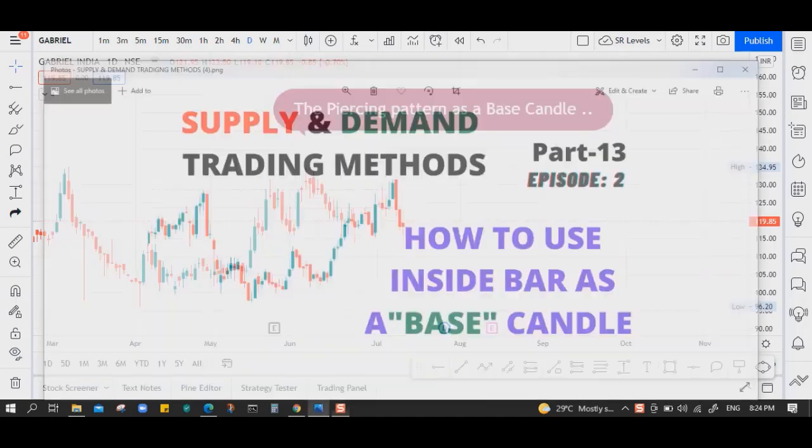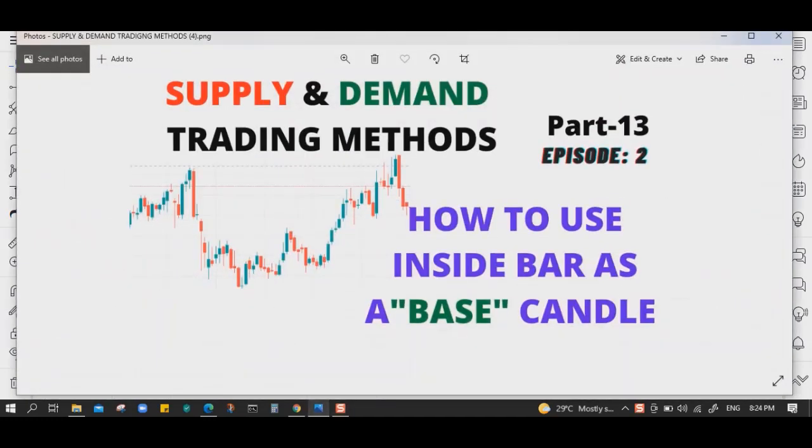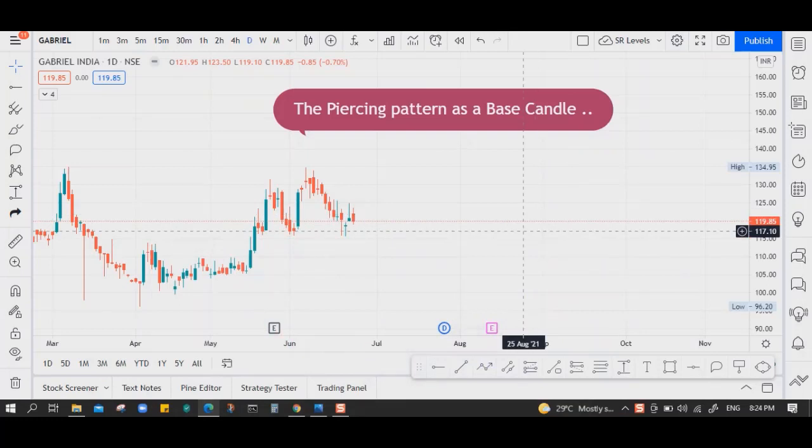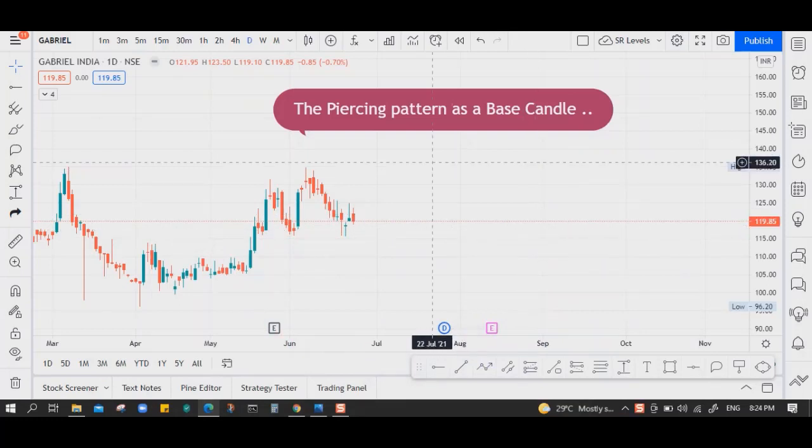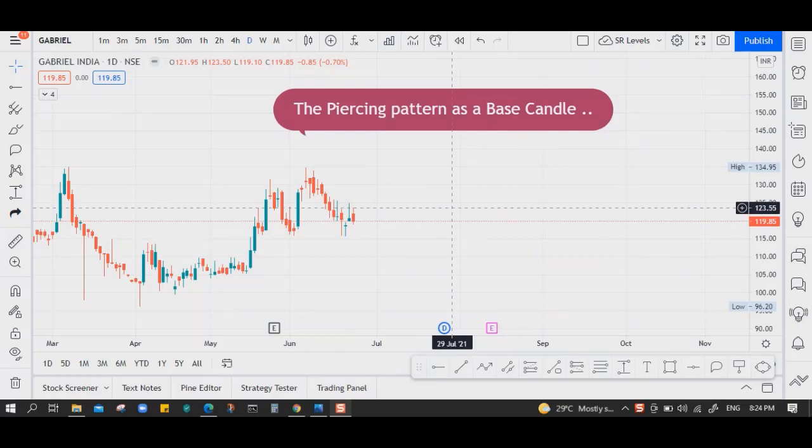In our last video, we discussed how to use inside bars as a base candle, right? So in this video, we are going to discuss how to use the piercing pattern as a base candle. This piercing pattern is considered a bullish candlestick reversal pattern. There are two elements of a piercing pattern formation, and this pattern occurs only when the bullish candle closes above the middle of the bearish candle.